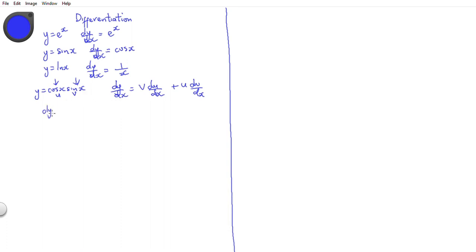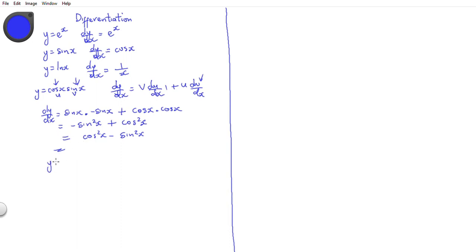So now let's solve this. dy/dx equals v, write v first. V here is sine x. Now du/dx, we're differentiating u. In this case, differentiating u here is cos x. Differentiating cos x gives us minus sine x. Now plus u. Let's write u, u in this case is cos x. Now differentiate v. V in this case is sine x. The derivative of sine is cos x. So multiply, you get minus sine squared x, then multiply, you get cos squared x. So the answer here is cos squared x minus sine squared x. As simple as that. So that was the product rule.